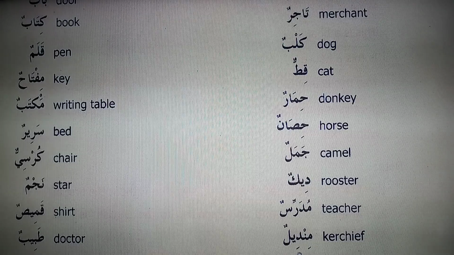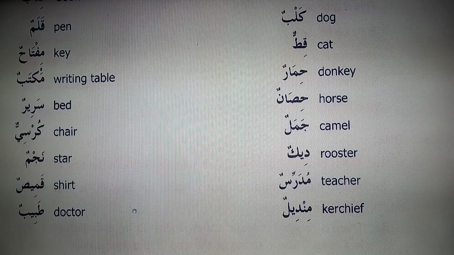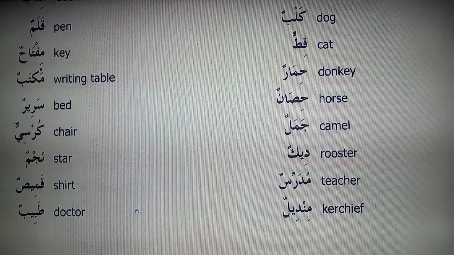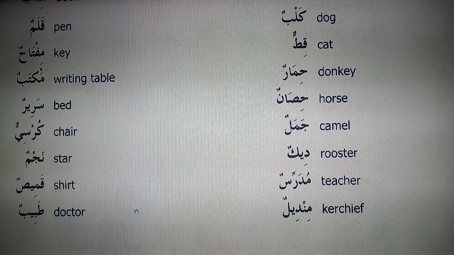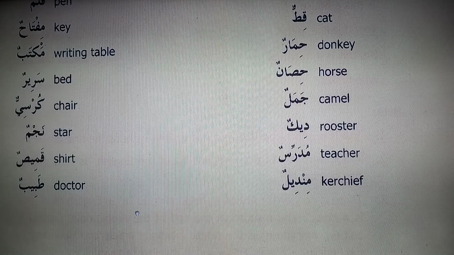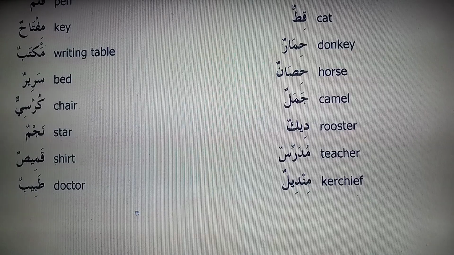So the kerchief, the handkerchief, whatever it is, that's a mindil. So these are the vocabularies that we dealt with in lesson one, and I hope you're going to remember the meanings of those words. So that's basically what you're going to do. You'll have to look at different objects and try to remember the names of those objects from the drawings that are in lesson one.